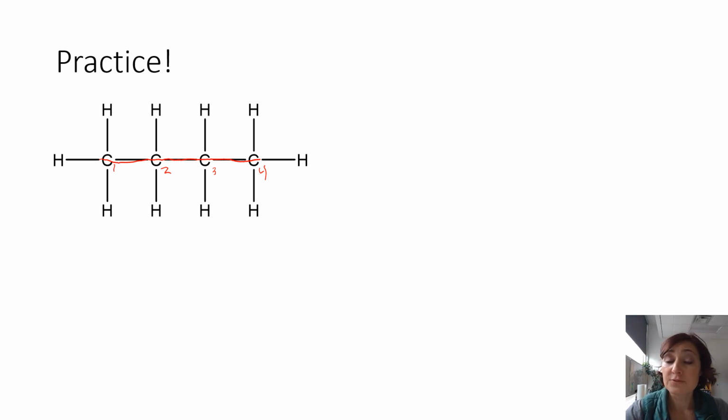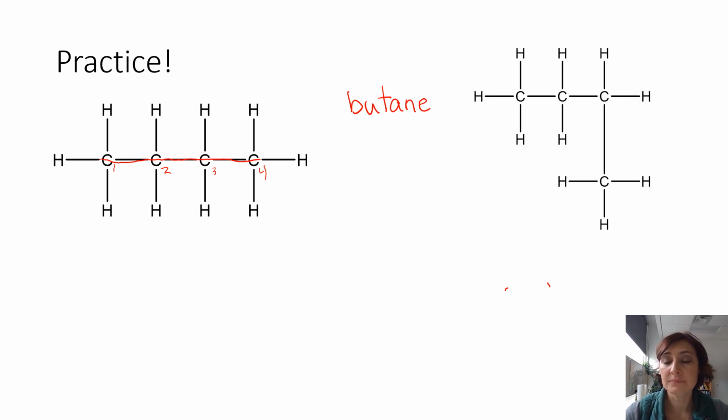The prefix for 4 is but. And looking at this, I have carbons that all have single bonds to other carbons. There's no double bonds, and it's only carbons and hydrogens. So this is an alkane, so I end the name with ane. So the name of this compound is butane. All right, here's another structure.